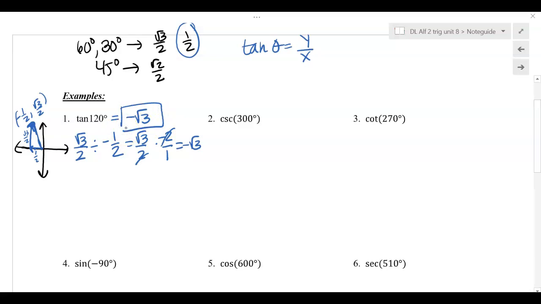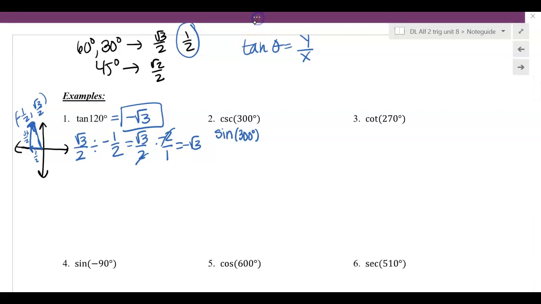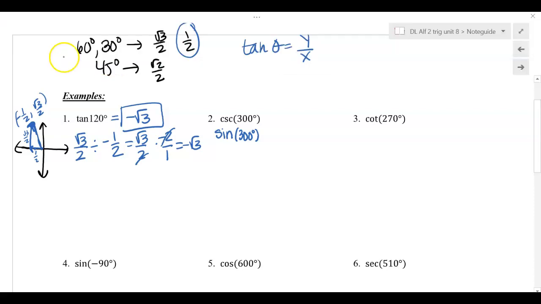The next question asks the cosecant of 300. In my head, I'm probably not going to think cosecant. It's a little confusing for me. I'm probably going to think about the sine first. And I'm going to go through the same thing we did originally to find position.